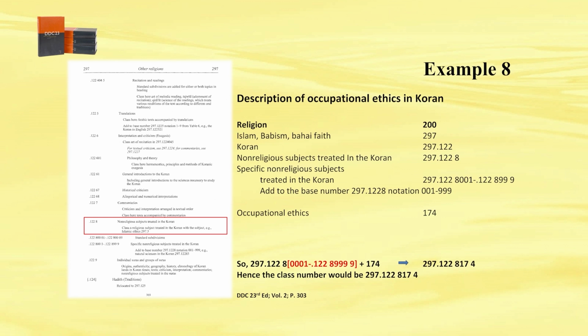So the final number is 297.122.8174. So this is an example of two classes being added in this particular class number. So you can tell it as an example of complex subject.